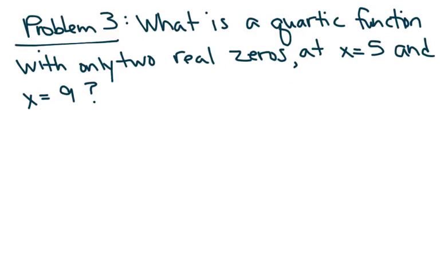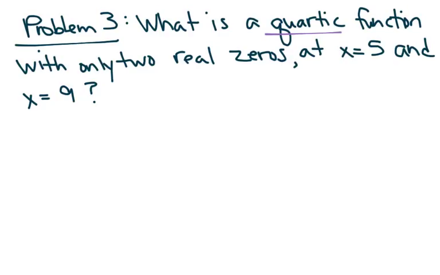In problem 3, we want to find a quartic function that only has 2 real zeros, one at x equals 5 and one at x equals 9. So here's the thing. A quartic function is a 4th degree polynomial. If it only has 2 real zeros, that means the other 2 zeros are imaginary.